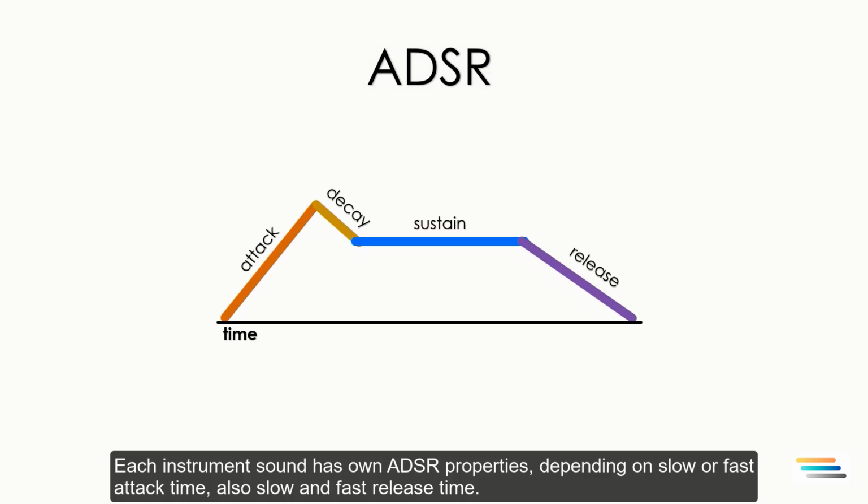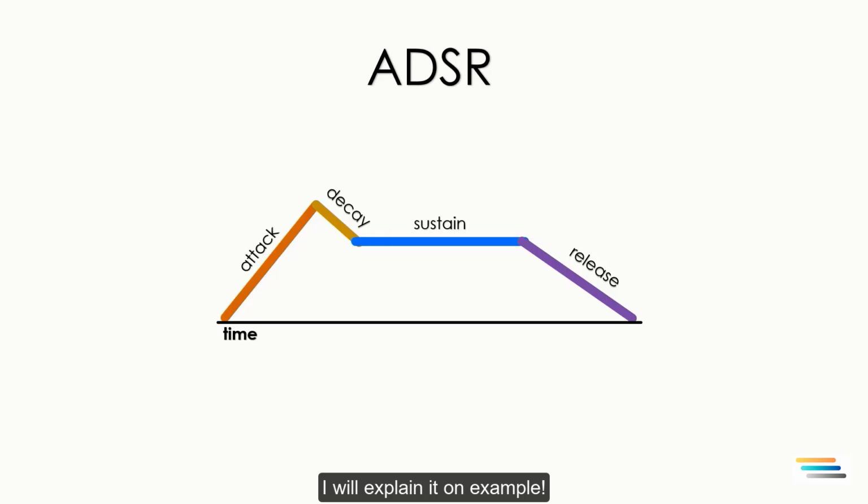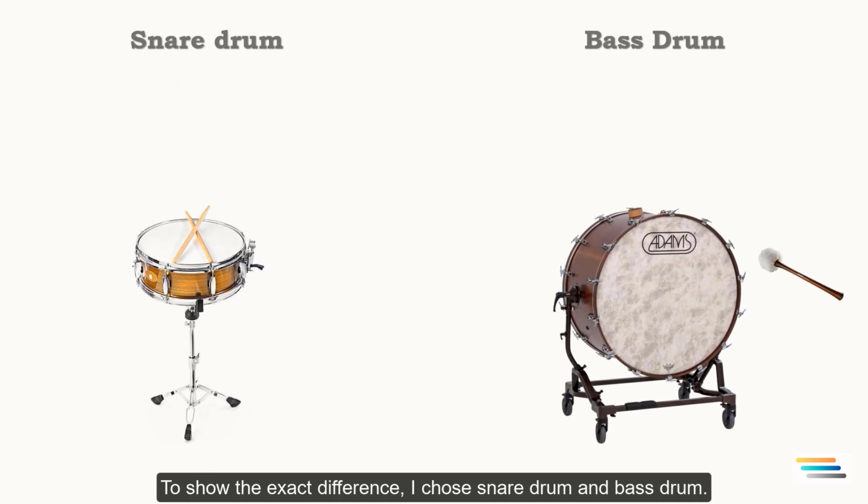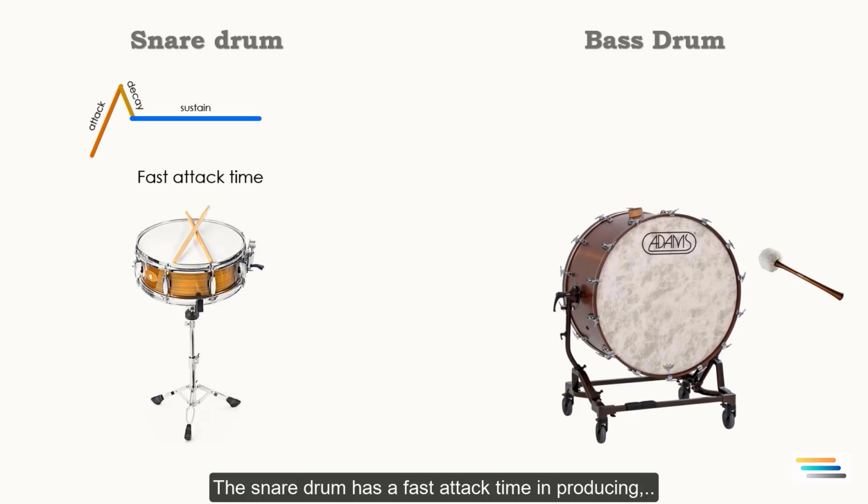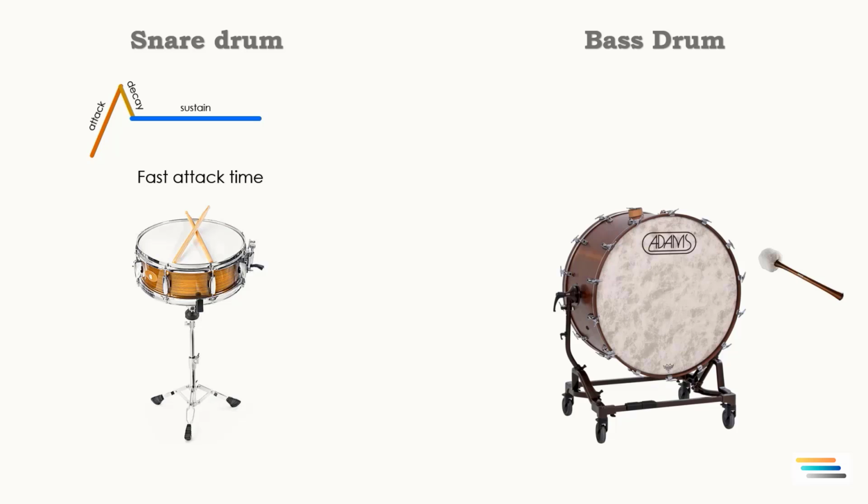Each instrument sound has its own ADSR properties, depending on slow or fast attack time, also slow and fast release time. I will explain it with an example. To show the exact difference, I choose snare drum and bass drum. The snare drum has a fast attack time in producing, which means that the sound goes to the peak very quickly. Let's listen to it.